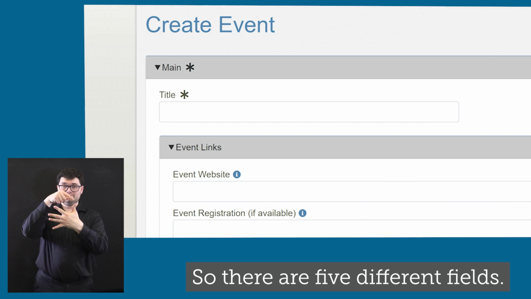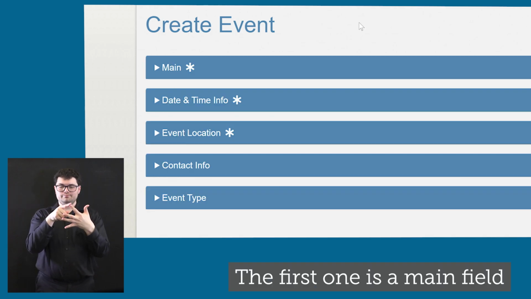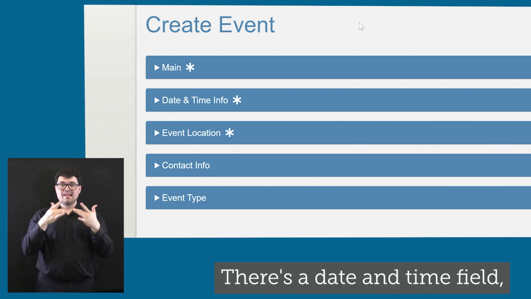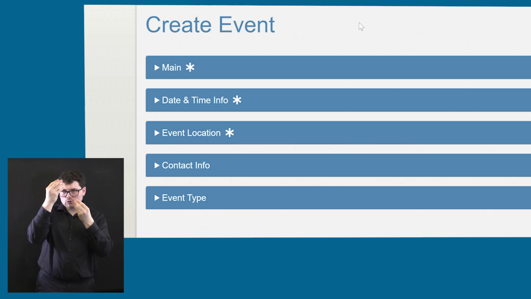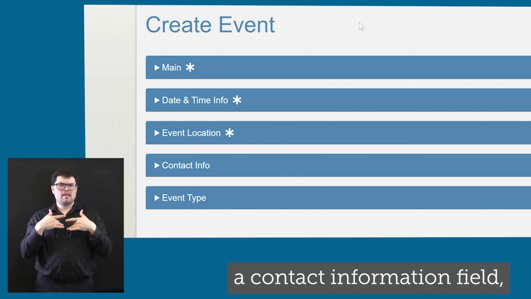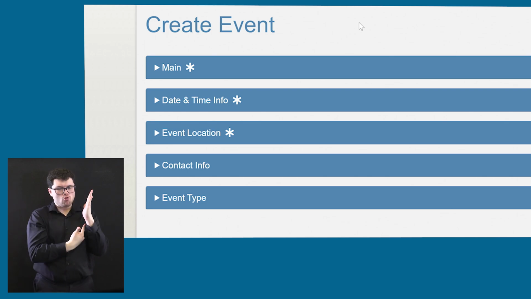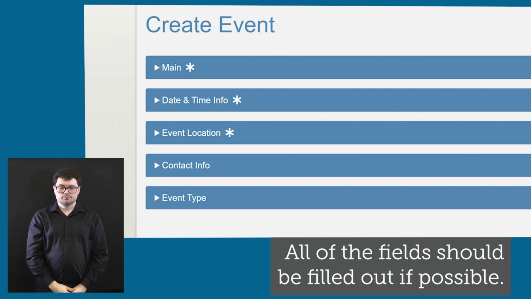So there are 5 different fields. First one is a main field with the title. There's a date and time field, an event location field, a contact information field, and an event type field. All of the fields should be filled out if possible.